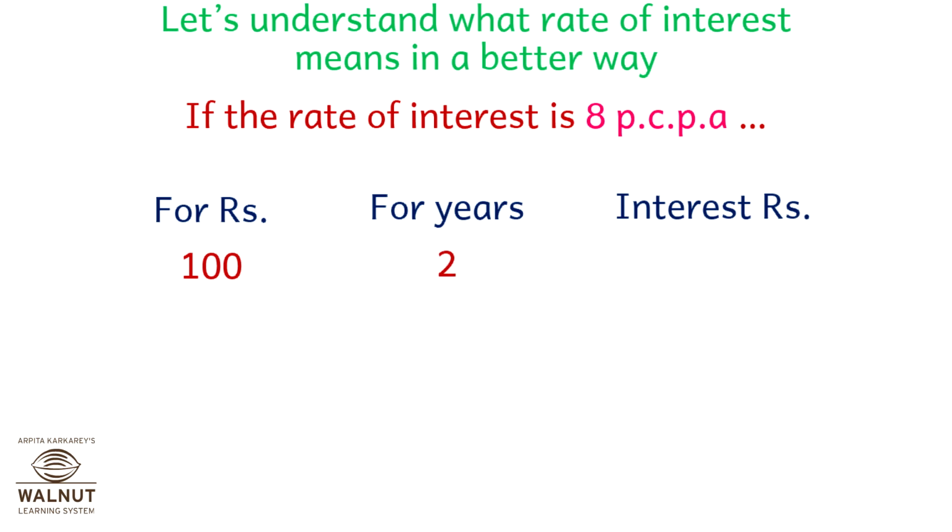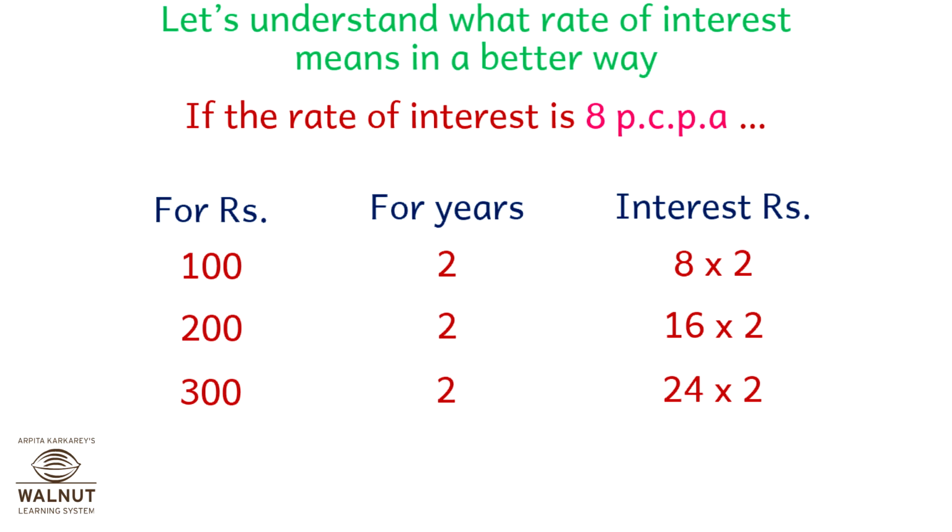So for 100 rupees for 2 years, the interest is 8 into 2, which is 16. For rupees 200 for 2 years, the interest is 16 into 2, which is 32. For rupees 300 for 2 years, the interest is 24 into 2, which is 48. For rupees 400 for 2 years, the interest is 32 into 2, which is 64.